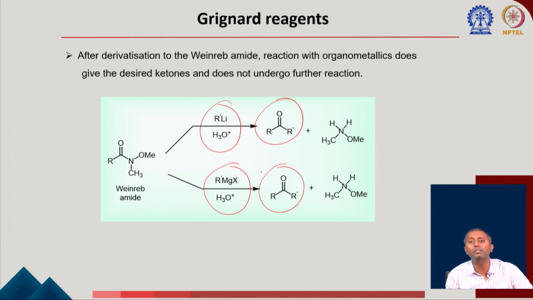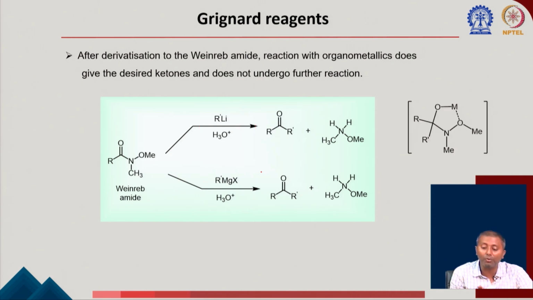You might be asking this question, sir: if the Grignard is attacking in the reaction and forming this ketone, then why is the Grignard stopping there? Why is it not attacking the ketone? The thing is, it is not that simple here, because I can try to show you what happens once this RMgX, or RLi, attacks.